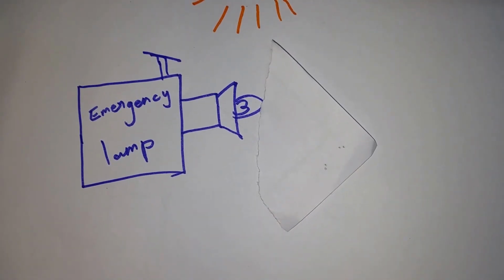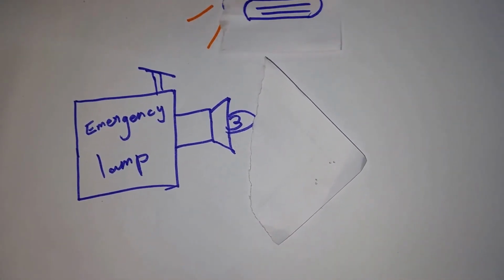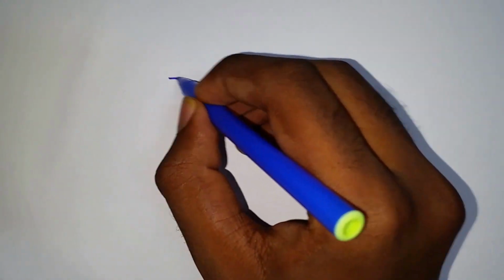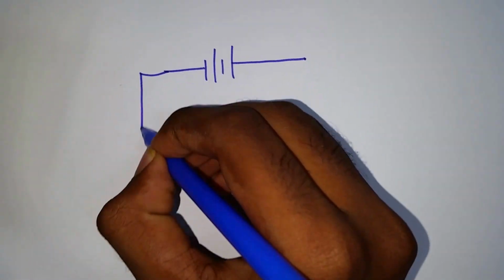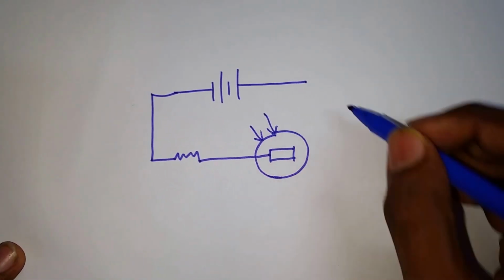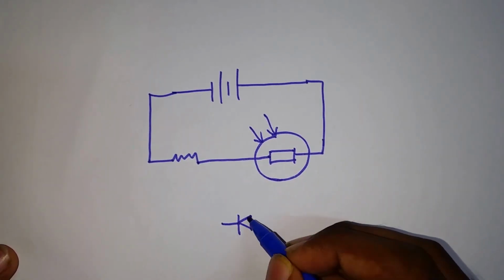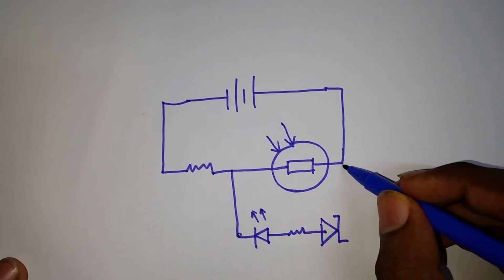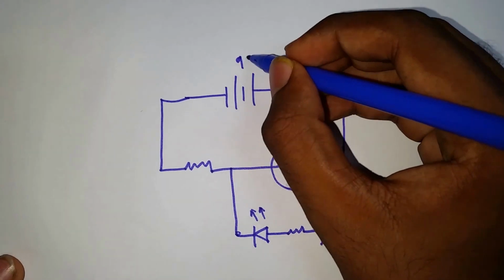The aim of our project is to design a simple emergency lamp that automatically switches on during power cuts. We have taken a battery, a resistor and an LDR and connected them in series. Now take an LED, a resistor and a Zener diode and connect these three in series. Now connect this series setup parallel to the LDR.